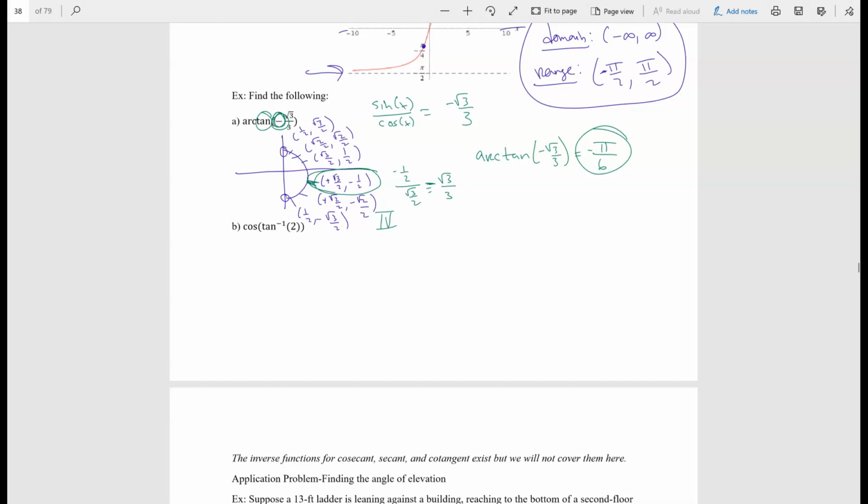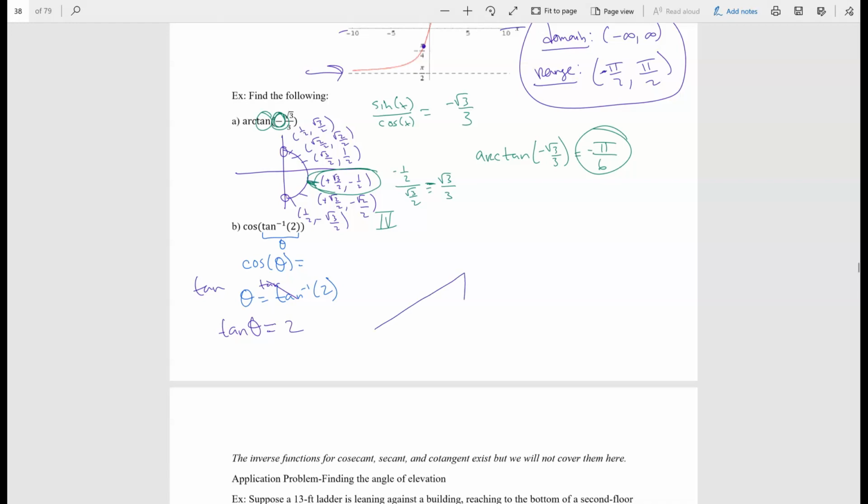Just like we've done in the past, we already know we're going to make this equal to theta. So I'm going to say theta is that. We're going to look for cosine of theta. This is what we're going to try to figure out. Remember, theta is equal to the tangent inverse of 2. Take tangent of both sides. So tan and tan cancel out, and I'm left with tangent of theta equals 2.